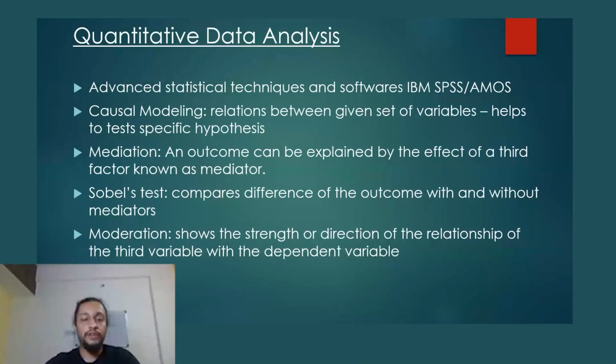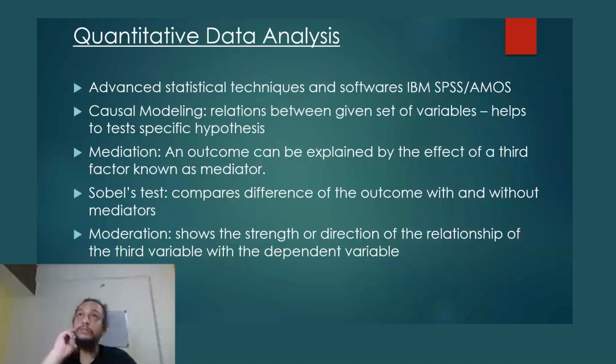Then quantitative data analysis, usually you use statistical softwares like IBM SPSS or AMOS or R or Python, whatever you want to use. One of the things that is done in analysis is people create models, right? So they sort of give a relationship between different variables. So moderation or mediation, when you do, you usually create a model. Mediation we've seen, right? An outcome can be explained by the effect of a third factor. Then you have Sobel's test.